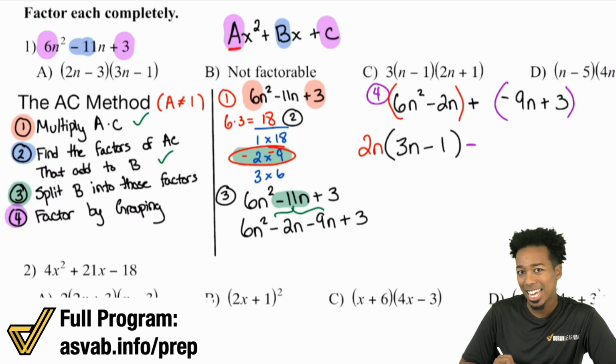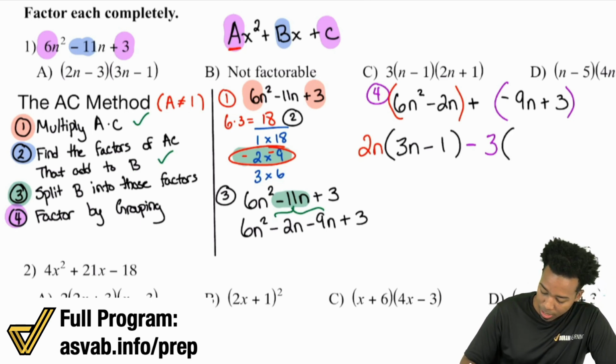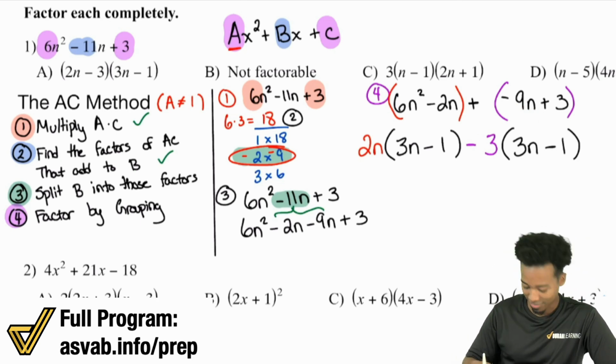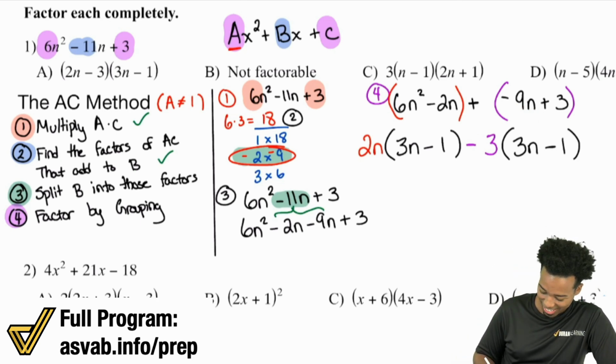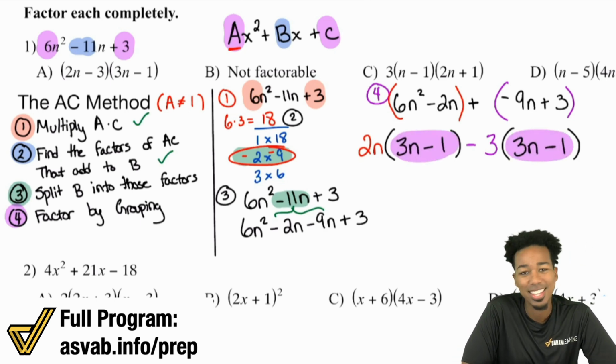And I see that 9n and 3, they have a 3 in common. 3 can go into both 3 and 9. So I'll factor out that 3 and look at what happens now. Negative 9n divided by negative 3, that's going to be a positive 3n. A positive 3 divided by a negative 3 is a negative 1. Look at this, my math party people. This looks pretty clean, right? What do we notice? The 3n minus 1, 3n minus 1, it is there for both.